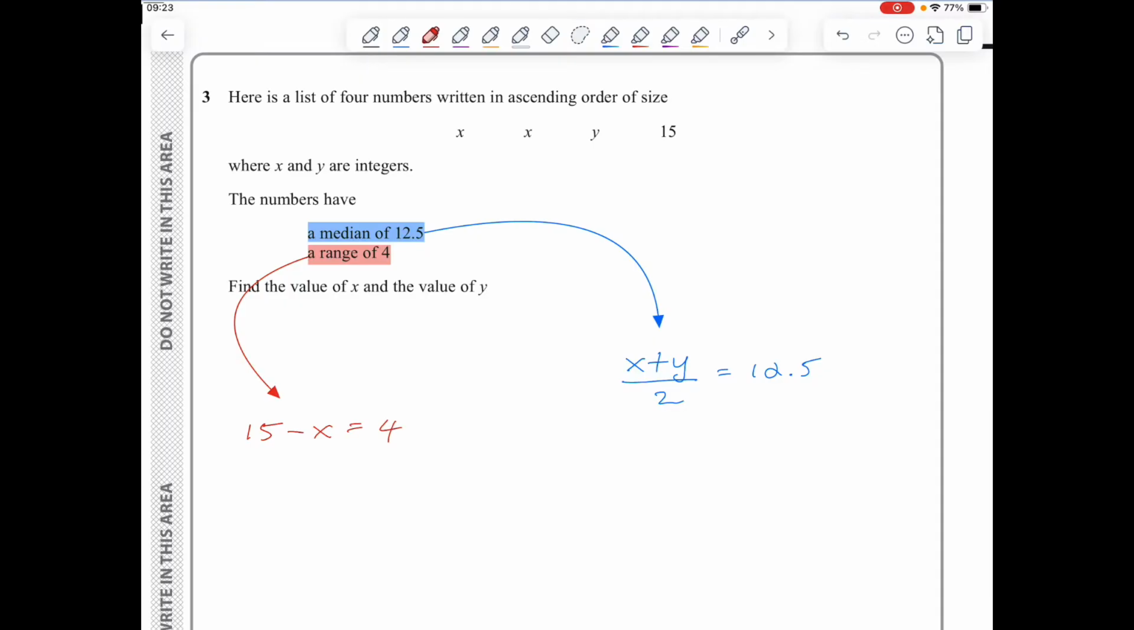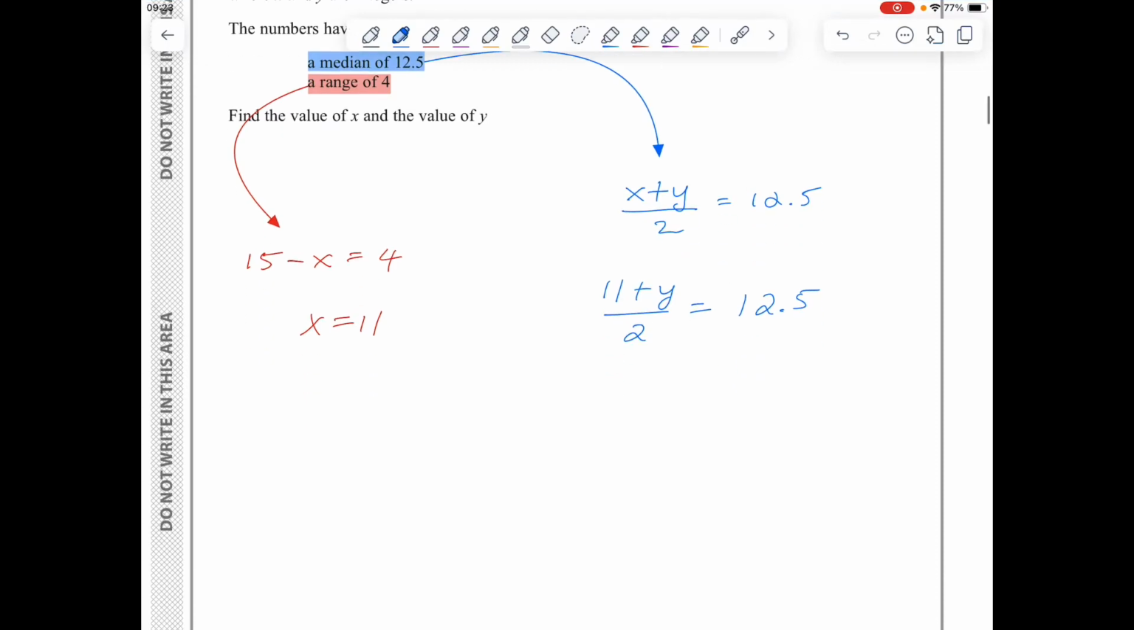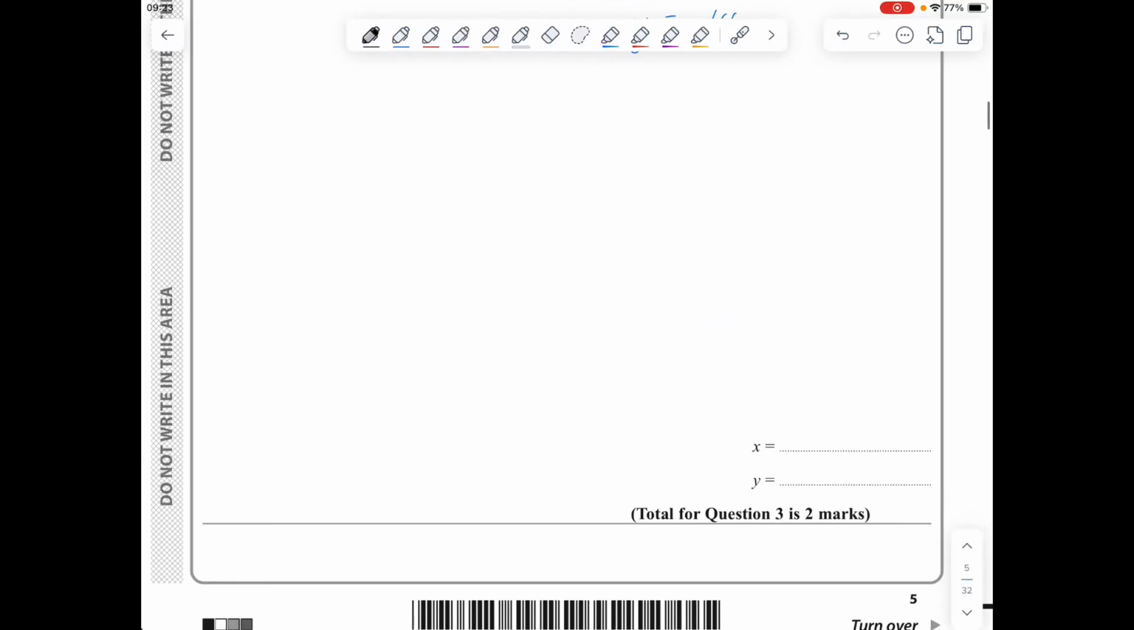Now solving the red equation will give me x is equal to 11. And then if I use that in the blue equation, I'll get (11 + y)/2 is equal to 12.5. Solving this one will give me y is equal to 14. And those 2 are the 2 final answers.